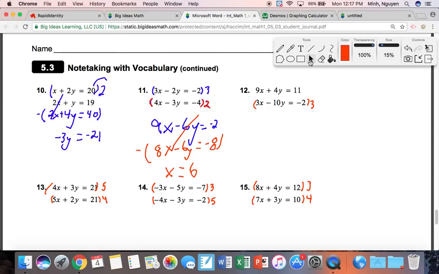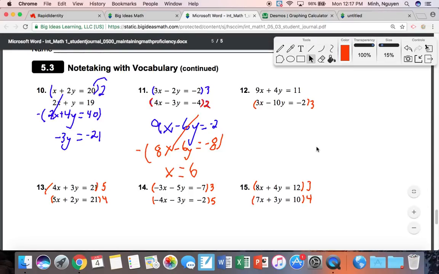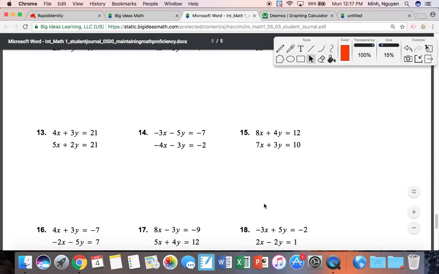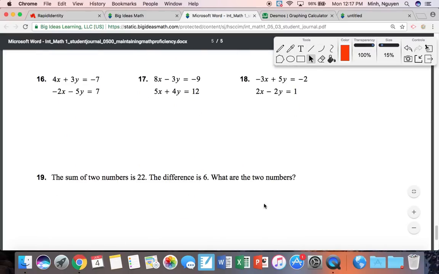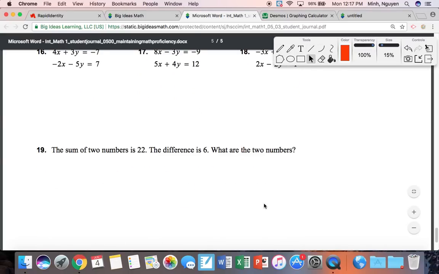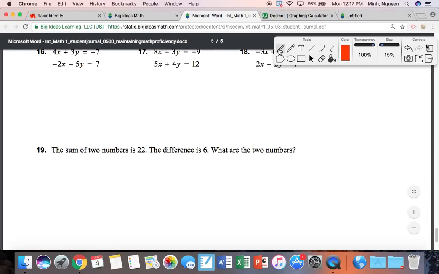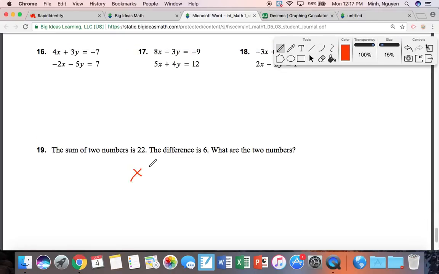Okay, I've definitely shown you all the techniques that you would need to solve these, so I'm just going to move on. Clear it. Yeah, the rest of this page is just practice. I'll write down this system for you. The sum of two numbers is 22. The difference is 6. Okay, and then you guys go from there.